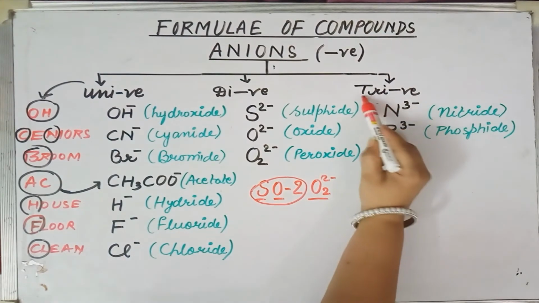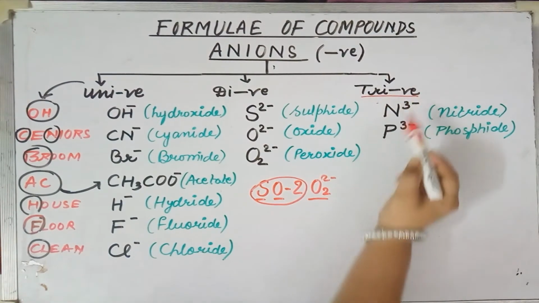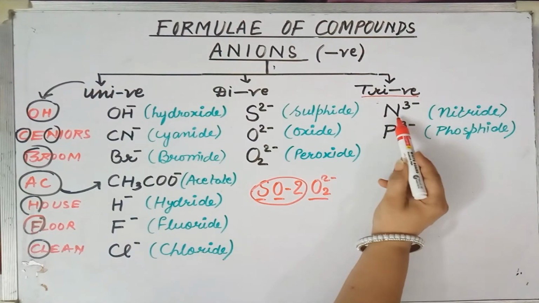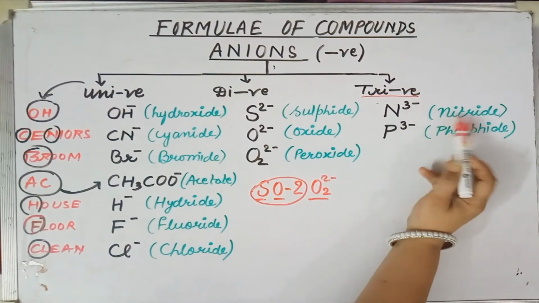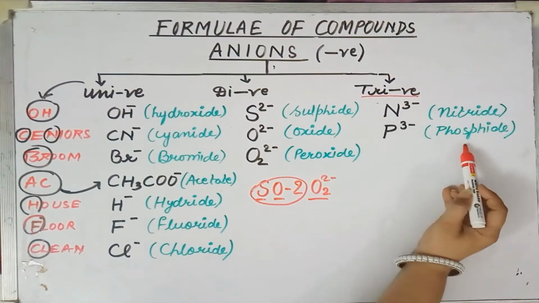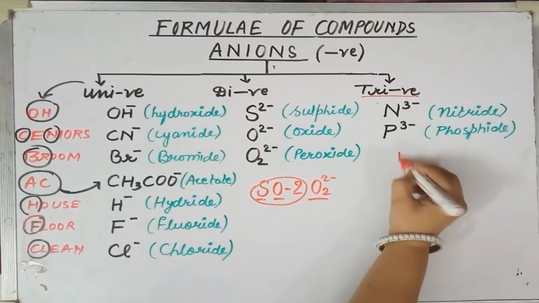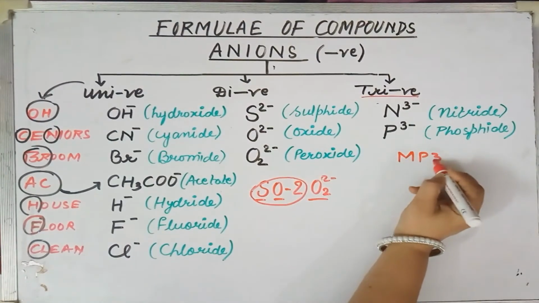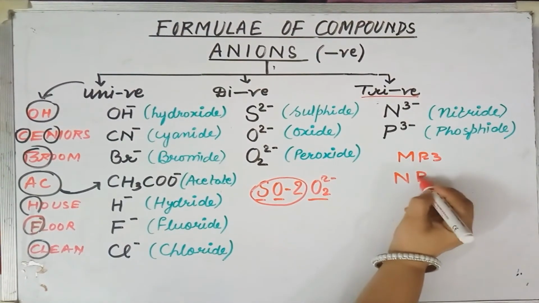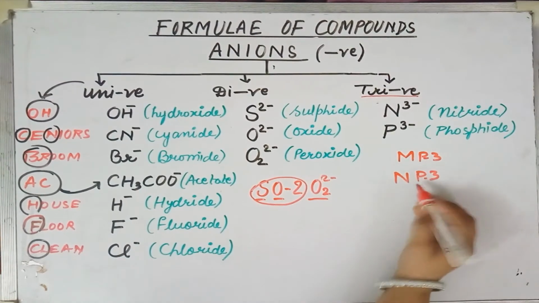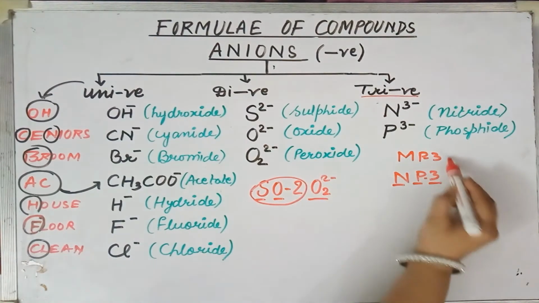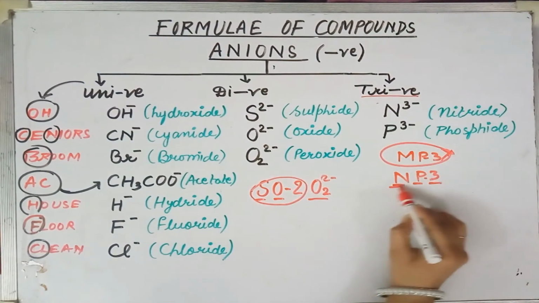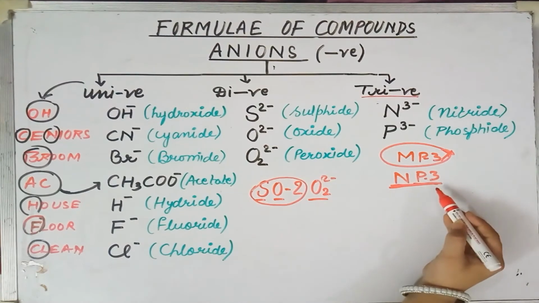So now we are talking about the trinegative ions. The most common trinegative ions are N3 minus and P3 minus. N3 minus is nitride and P3 minus is phosphide. You can memorize them by using NP3. It simply indicates that nitrogen and phosphorus have -3 charge on them. There is no connection with that, but this is NP3, just to make it easy for you, just to let you memorize these things.